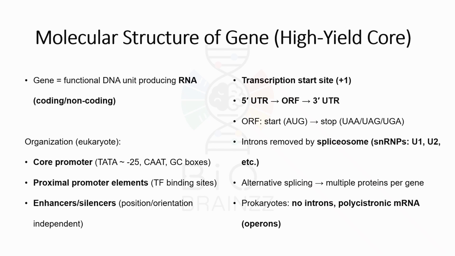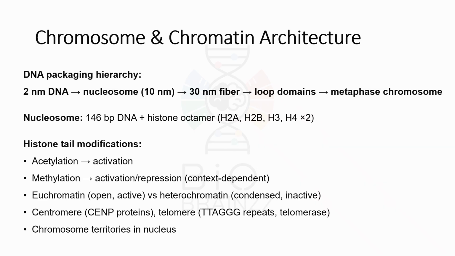Another important point is the presence of introns and exons. Introns are removed by spliceosome and this process allows alternative splicing, which means one gene can produce multiple proteins. In prokaryotes, introns are absent and genes are organized into operons, producing polycistronic mRNA. This difference is very frequently asked in exams.